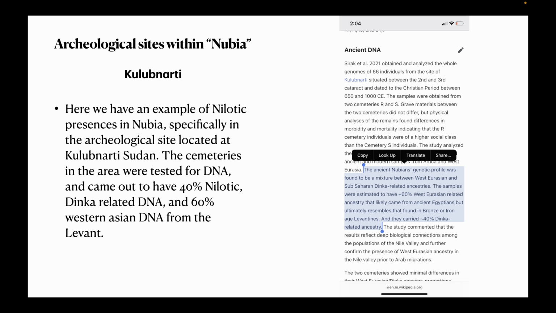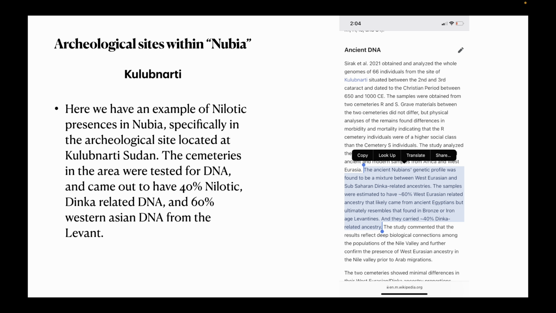So now we're going to take more of a look. Here we got the last slide for DNA, and there was a study from Kulubnarti. As you can see, the ancient Nubian genetic profile found a mixture between West Eurasian and Sub-Saharan Dinka-related ancestries. The samples were estimated at 60% West Eurasian ancestry, likely coming from the ancient Egyptians, which ultimately resembles that found in Bronze or Iron Age Egypt. And then they carried about 40% Dinka-related ancestry.